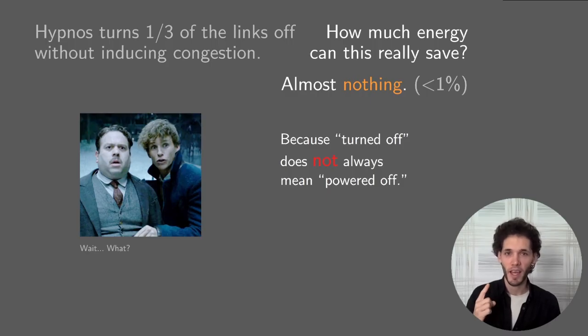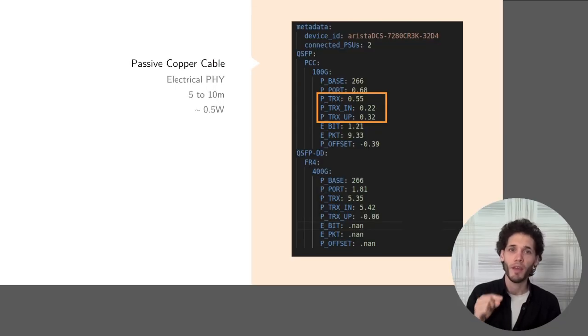Right? And that was actually already visible in the model itself. If you look at the TRX power, which is the sum of the power when you plug in and the power when you turn up, you can see that on this passive electrical transceiver, we already had 40% of the power paid just by plugging in the transceiver, and only then 60% when it's actually turned up.